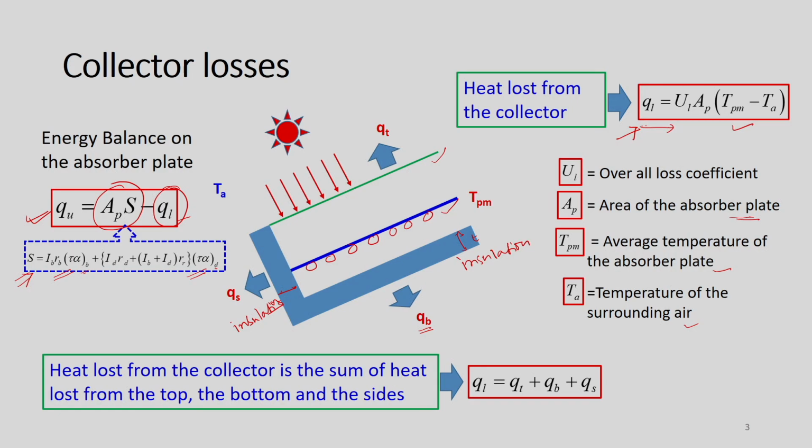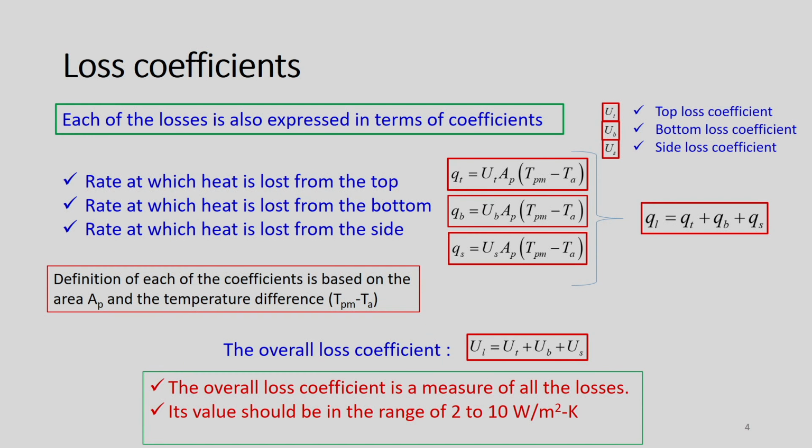As we understand, this QL is a function of the other three losses. So, QL is equal to QT plus QB plus QS. This heat loss from the collector is the sum of the heat loss from the top, heat loss from the bottom, and heat loss from the side. So, we can add them, right. And this rate of heat loss can be expressed in terms of loss coefficient.